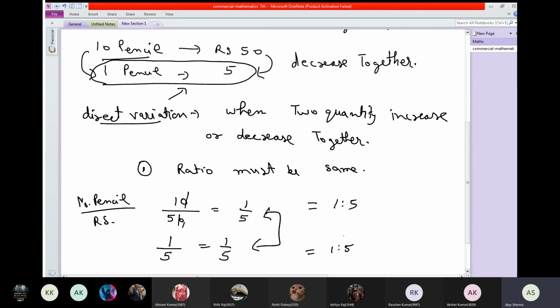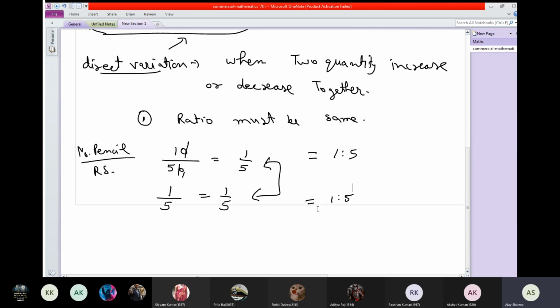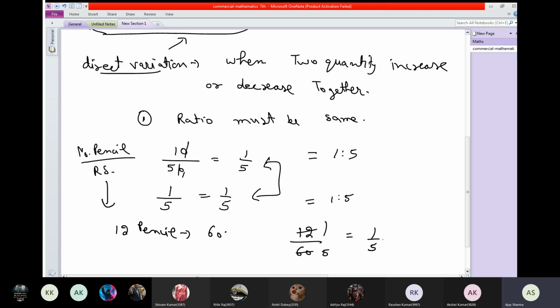1:5. Clear? Or you can take any other example. If you buy 12 pencils, what will be the price of 12 pencils? 60. Now you can arrange it again the same. Number of pencils is 12 and price is 60. You can cancel it and you will obtain 1 by 5. And the ratio is again the same. So one thing you have to remember, in direct variation, ratio must be same.